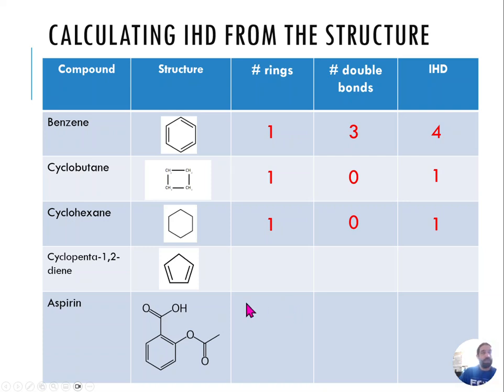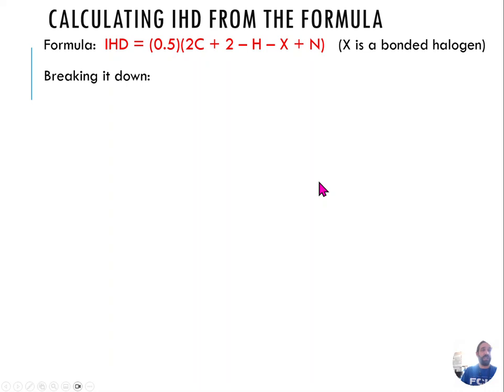All right, so for cyclopentadiene, there's 1 ring with 2 double bonds, which gives you an IHD of 3. And finally, for aspirin, there is 1 ring and 1, 2, 3, 4, 5 double bonds for a total IHD of 6. Getting the IHD from the structure really isn't that bad, but really what we want to do is determine the structure from the IHD, which is a little bit more challenging.